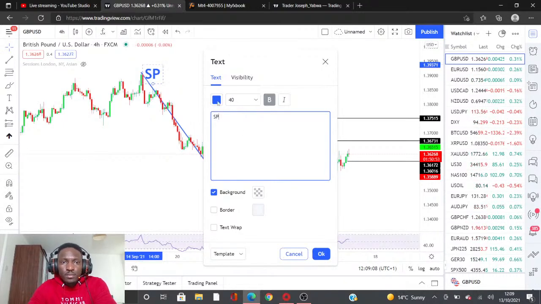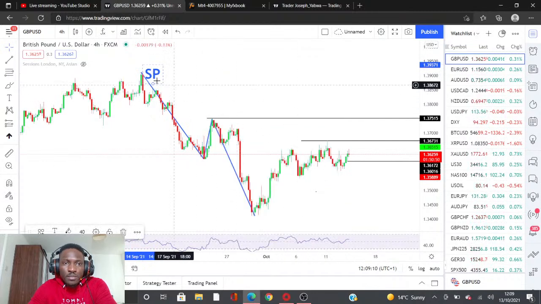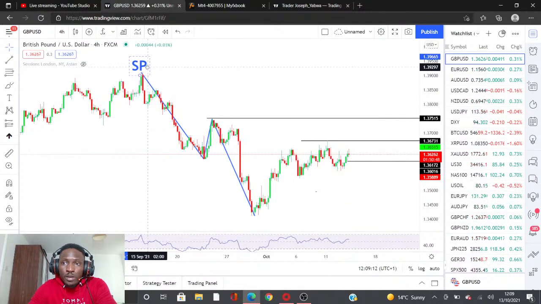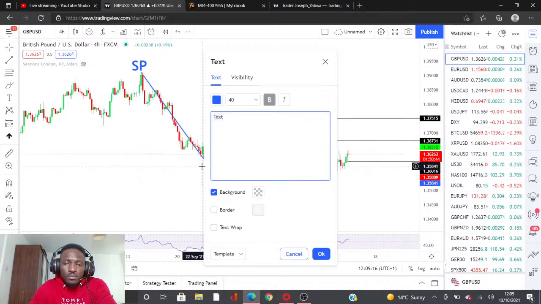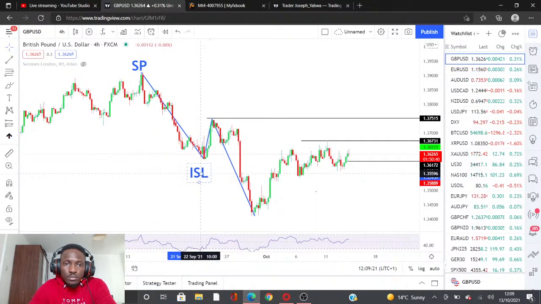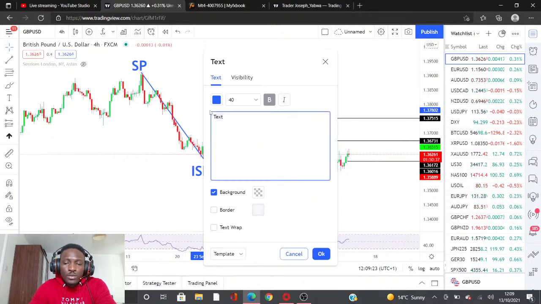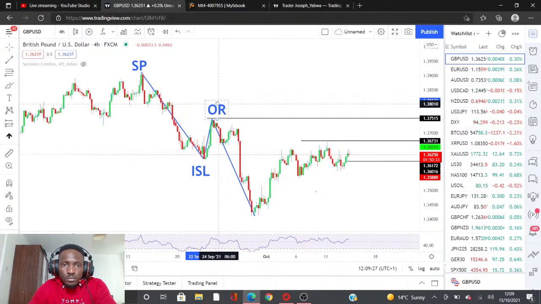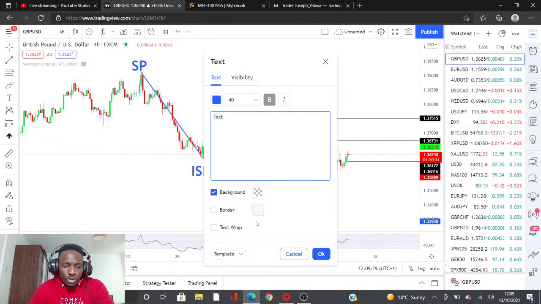So I'm just gonna abbreviate. I call that the starting point. To understand what a bearish structure is, we have a starting point there. Initial structure low, ISL, outside return, OR, new structure low, NSL.